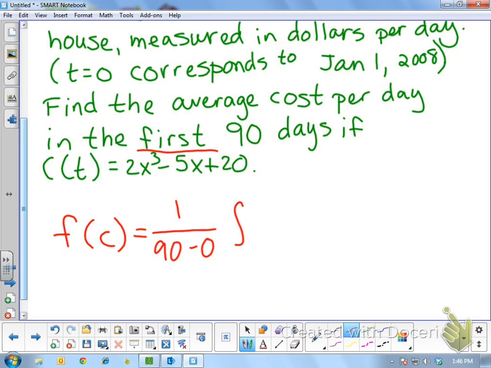So then what are my bounds on my integral? 90 and 0 again. They're the same. Because remember, an integral is just adding up a whole bunch of stuff. So we're adding up a whole bunch of stuff with the integral and then dividing by how much stuff we added together. And then we use our function.